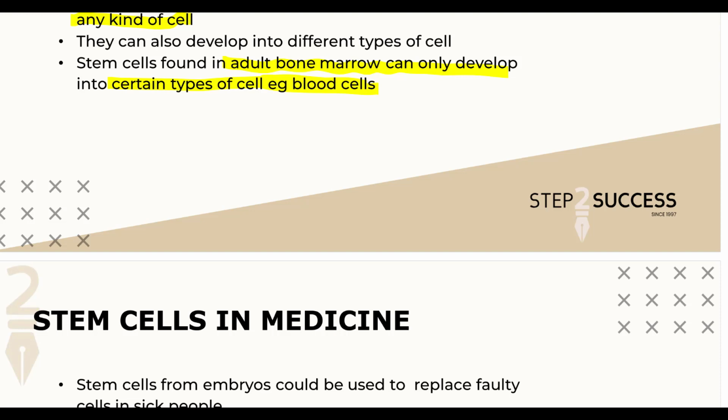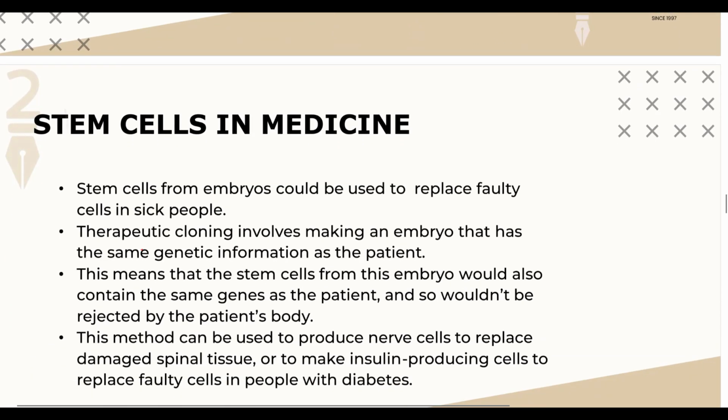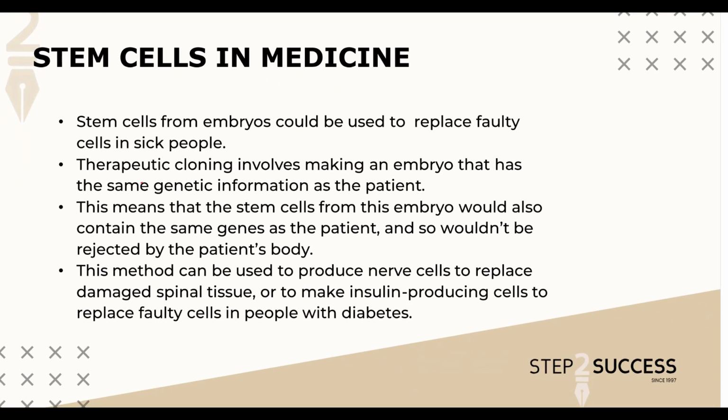This takes us nicely onto why stem cells can be so important in medicine. The stem cells that we find in embryos, as we said, can turn into any type of cell, so we can use those stem cells to replace any faulty cells in people who aren't well. There's a process called therapeutic cloning, where we make an embryo which has the same genetic information as the patient, the person who is sick. So the embryo will produce stem cells which contain the same genetic information as that patient.